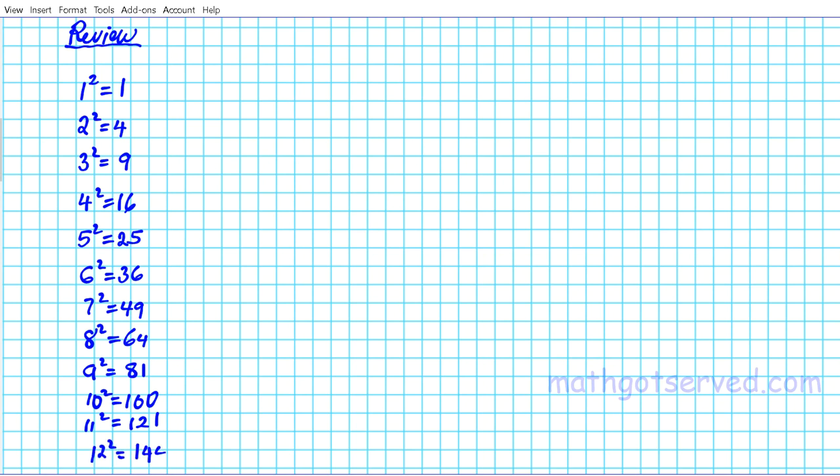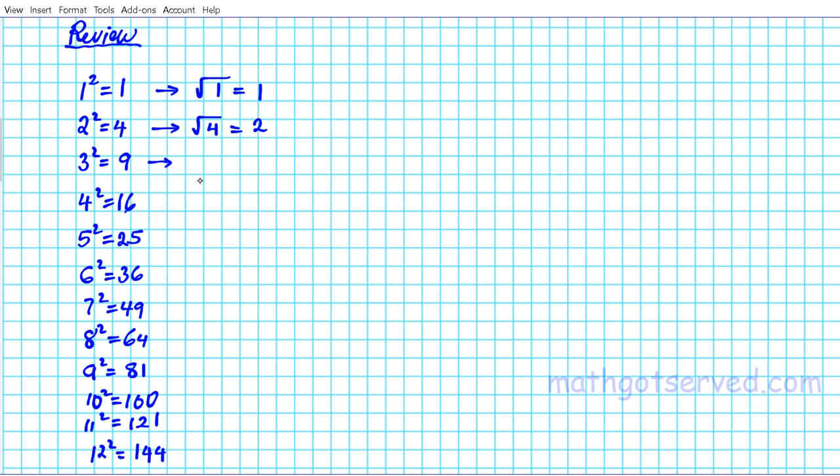So it's really important that you have these squares mastered. You want to have them memorized so it's easy for you to quickly carry out the division of radicals, okay? So if these are the squares, now let's take a look at the inverse. If 1 square is 1, that follows that the square root of 1 is 1. If 2 square is 4, that follows that the square root of 4 is 2. Remember, squares and square roots are inverse operations.